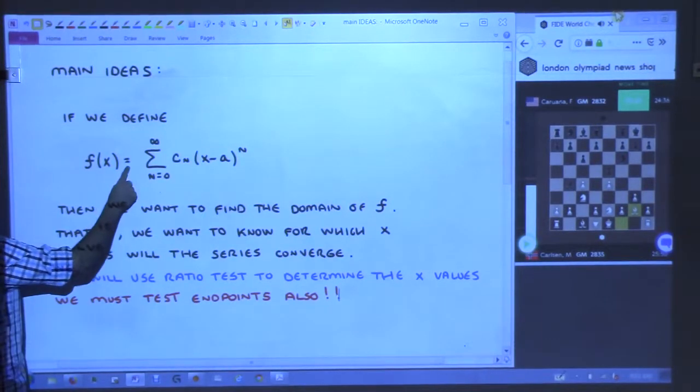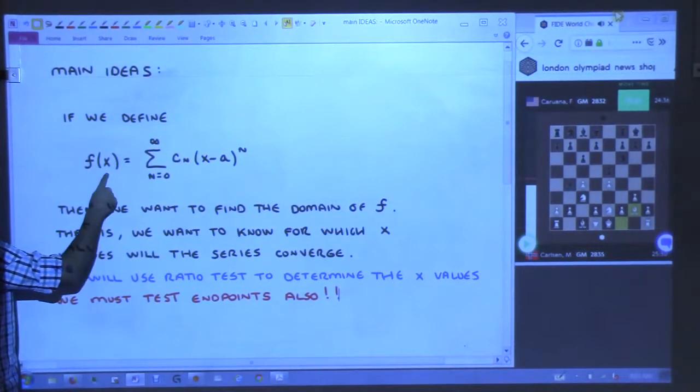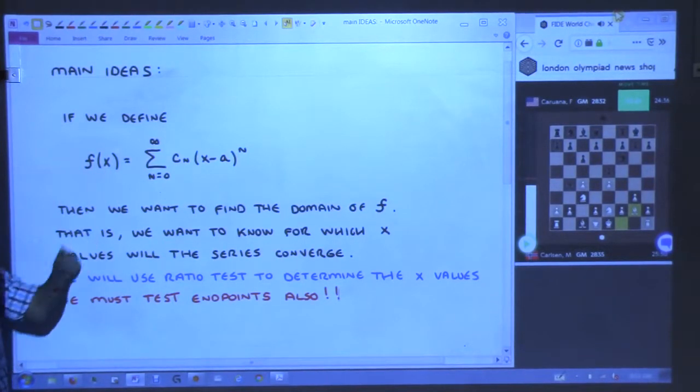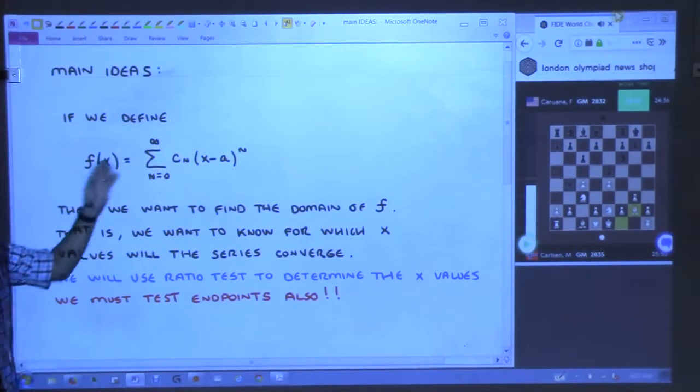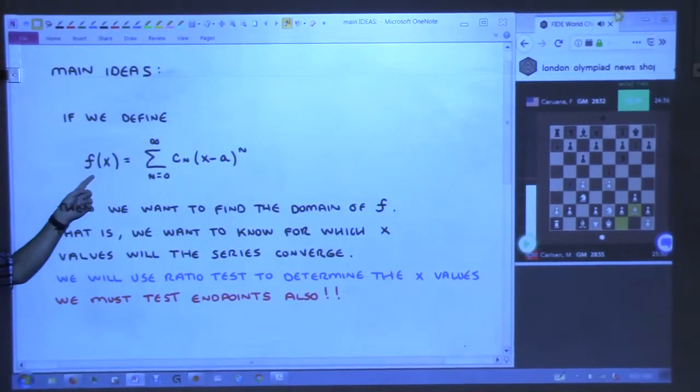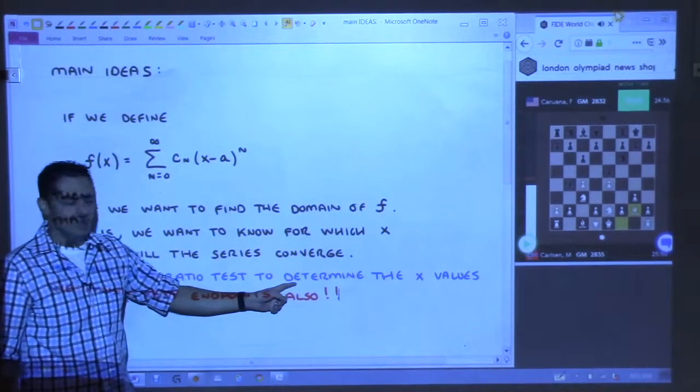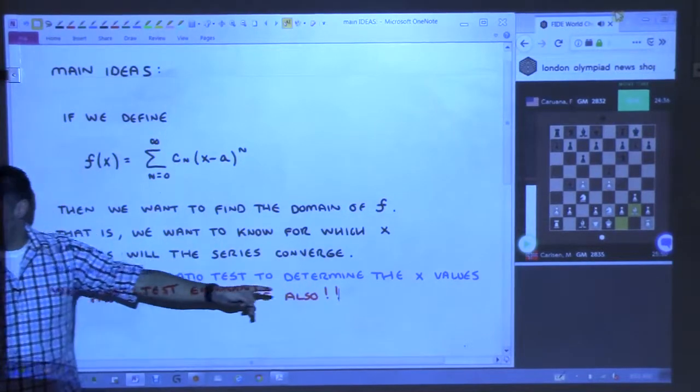And now, if we define this to be a function of x, right? If we define it to be a function of x, then our ultimate goal is to figure out what x values will make that series converge. In other words, we're trying to find the domain of this function. And to do that, we'll use the ratio test to determine what x values make it work.